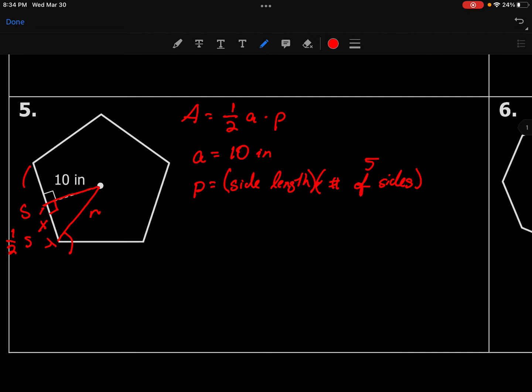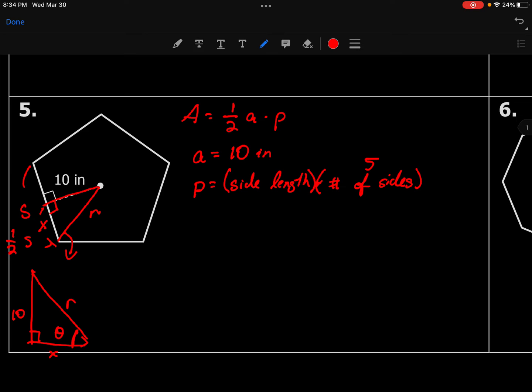Let's draw this right triangle out bigger so we can know what we were looking at. 10, x, r. We can find this angle right here, theta. If we find this angle, we can use a trigonometric function to solve for x. I'll show you how. First of all, let's solve for theta.